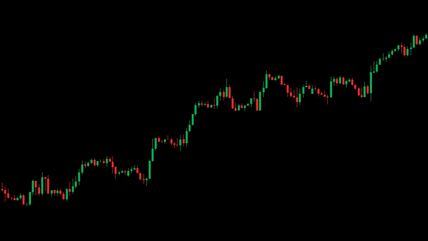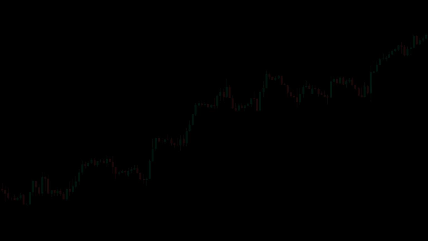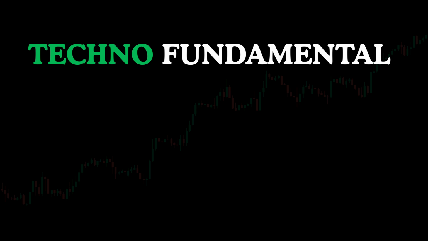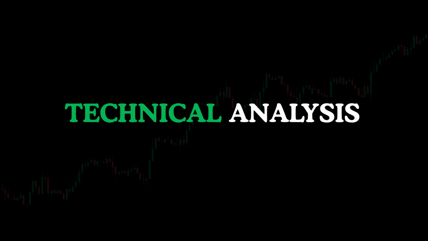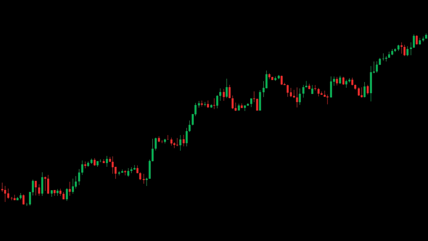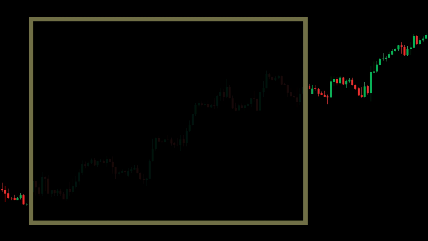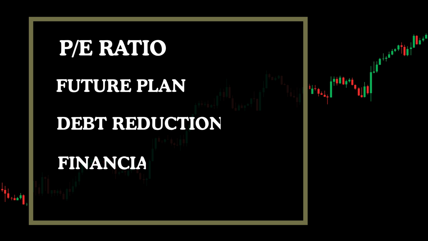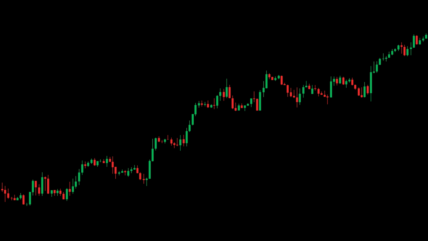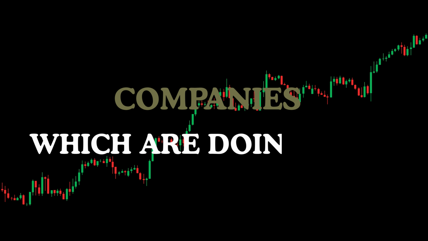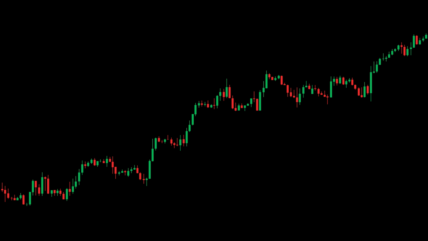It is quite simple to grasp the Darvas box trading system. This strategy is essentially a techno-fundamental approach, which means we take into account both technical analysis and fundamental analysis. On the fundamental side, we examine factors such as the P/E ratio, future plans, debt reduction, financial statements, and company profits. From these criteria, we can identify companies that are performing well. Once we have shortlisted them, our next task is to analyze each company's stock and identify better trading opportunities.